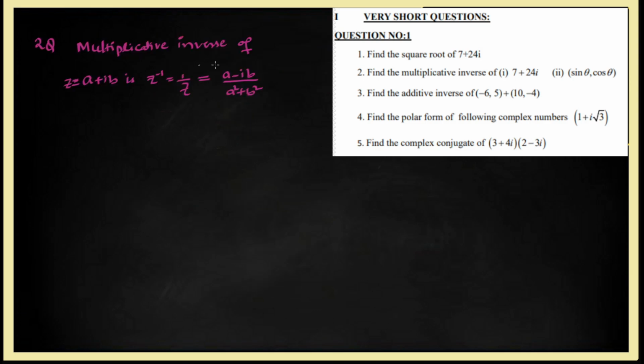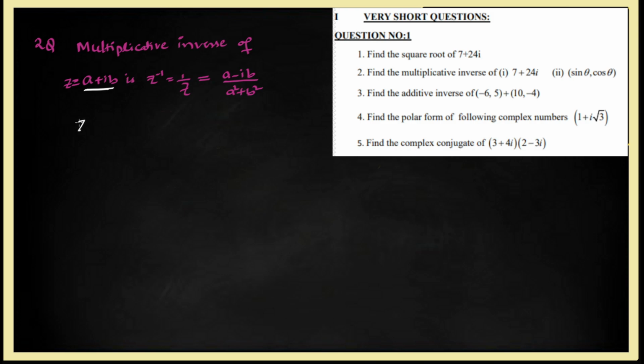Second question, find the multiplicative inverse of 7 plus 24i. So the multiplicative inverse of z equals a plus ib is z power minus 1 or 1 by z. So the multiplicative inverse of z is 1 by z and the multiplicative inverse of a plus ib is a minus ib by a square plus b square.